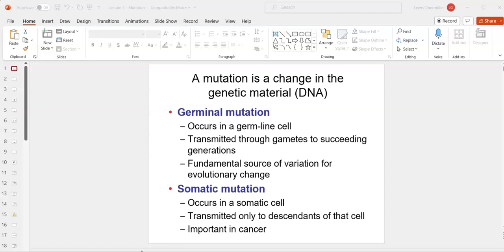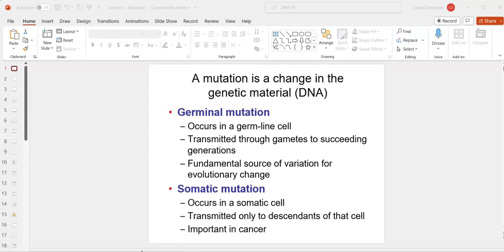A mutation is a change in a gene, right? The genetic material, which is in most cases DNA. I mean, if we're looking at a virus, it could be in the RNA if it's an RNA virus, but generally we're talking about DNA.